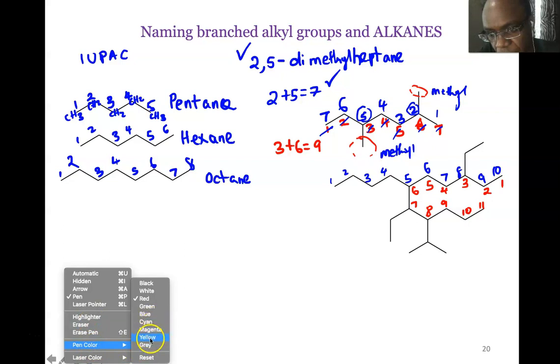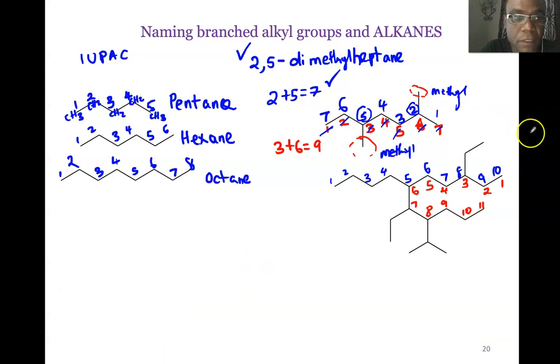So now I'm going to take another color. Let me use magenta. So what if I go 1, 2, 3? Now that I know this is the longest track, 4, 5, 6, 7, 8, 9, 10, 11. So between the red and the magenta, which is the correct numbering?